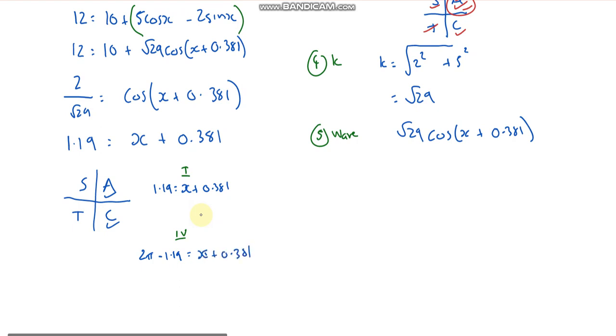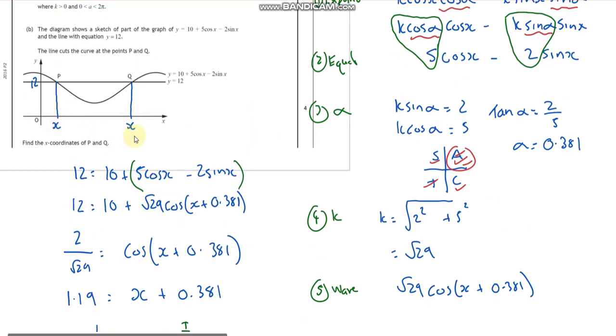Very good, x there. So the first one, 1.19 take away 0.381. So this gives me 0.809 radians. And this one, my x is going to come out as 2 times pi take away 1.19, and then take away 0.381, so that comes out as 4.712. So what that means is, that and that are my two x values for here and here.